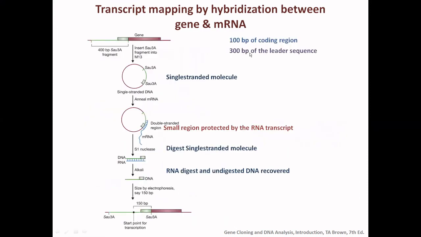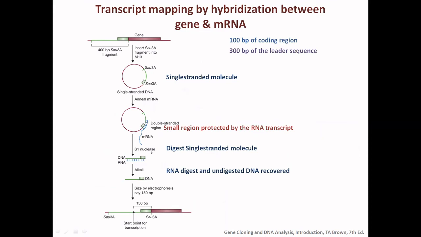So this is another way of doing it. This is the 400 bases fragment. This is the gene, and this is our clone construct. So we anneal the mRNA. After that, wherever the sequence is complementary, the expressed area, they will align. So it is a double-stranded area.